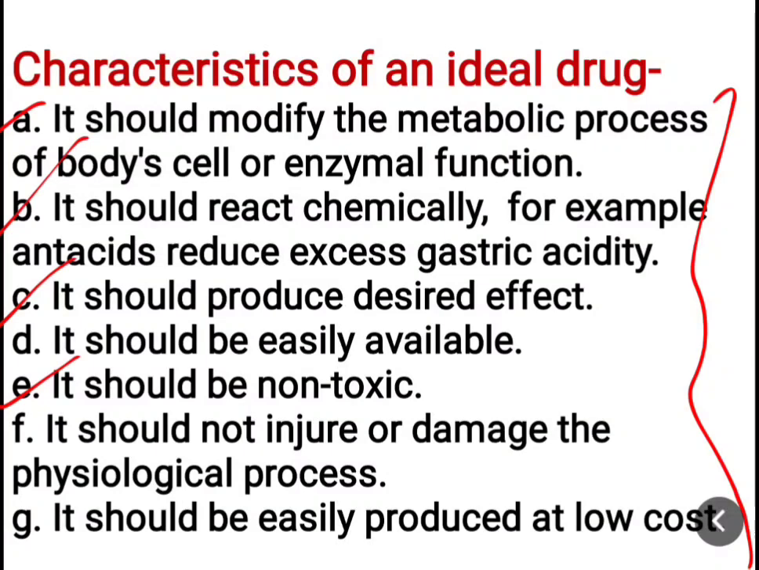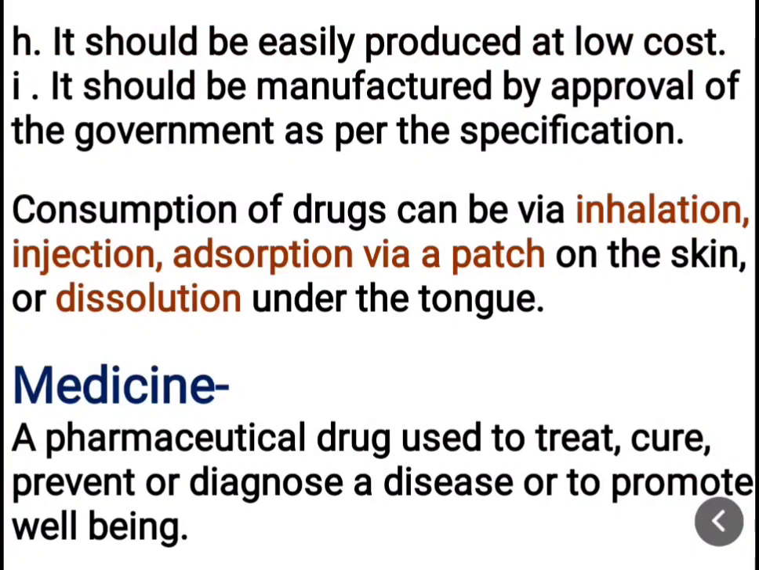It should not injure or damage the physiological process. Other physiological processes should not be damaged or injured, and it should be easily produced at low cost. And it should be manufactured with the approval of the government as per specification. Government approval is important.